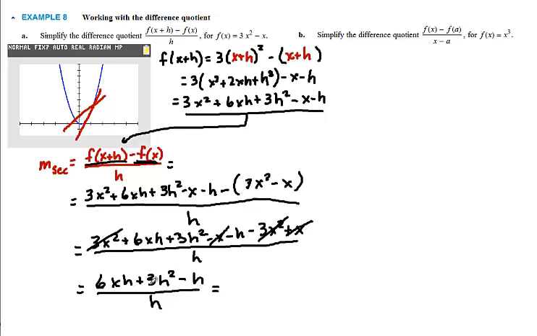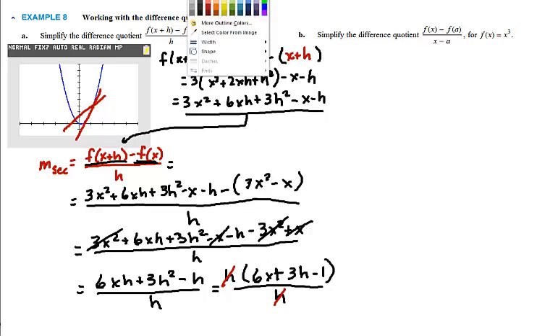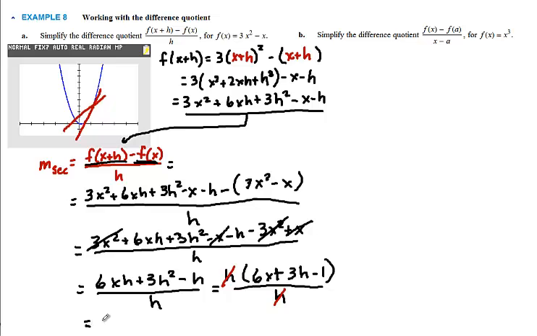And this is going to equal, see how I see that there's an h in everything, so I'm going to pull it. 6x, oops, pulling that h, plus 3h minus 1, all over h. Those two h's will then cancel nicely, leaving me with 6x plus 3h minus 1. And that is it for that one.